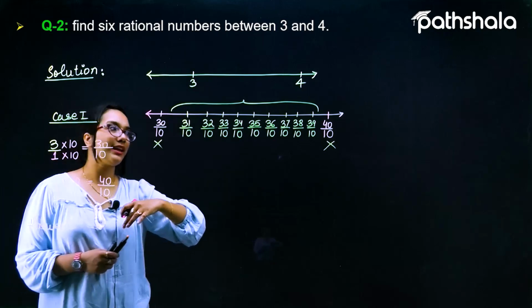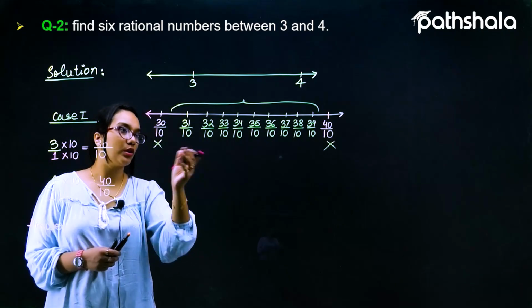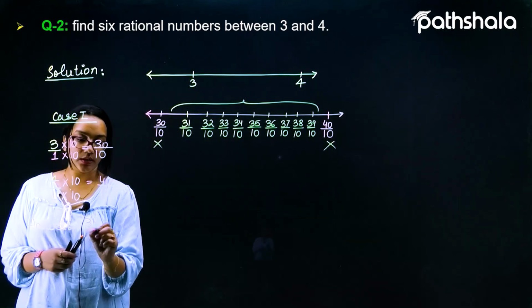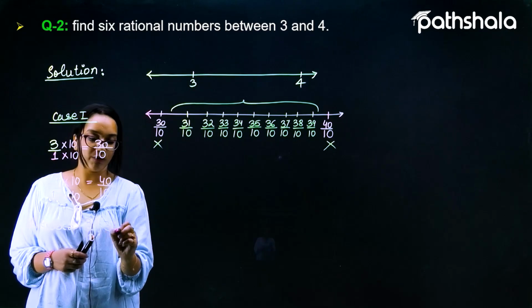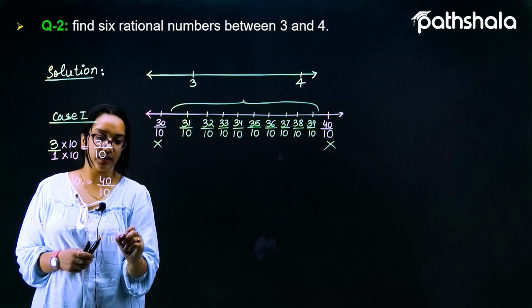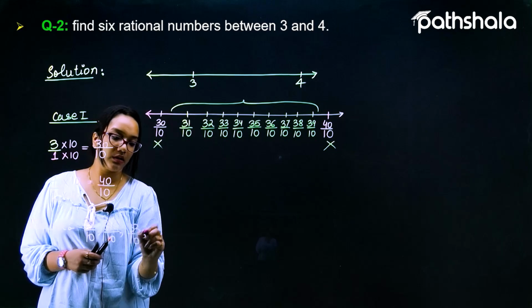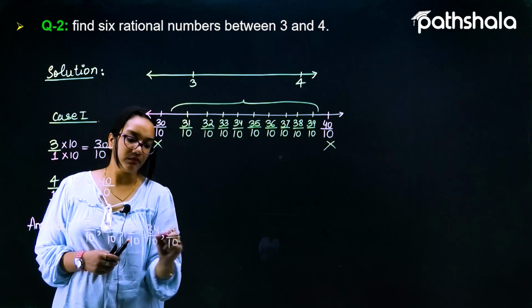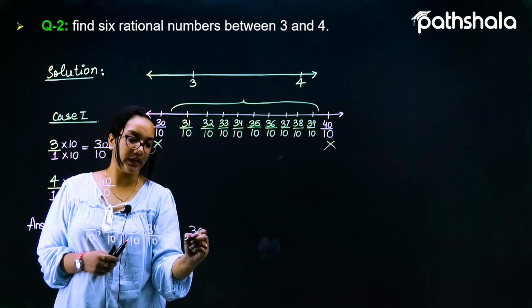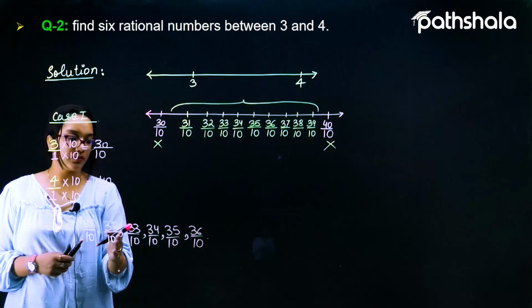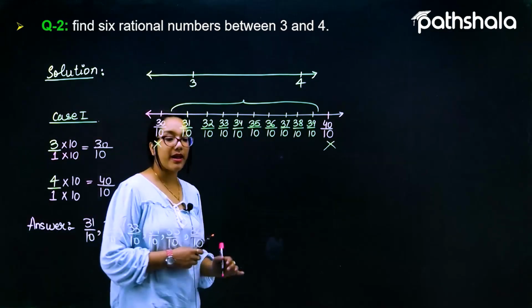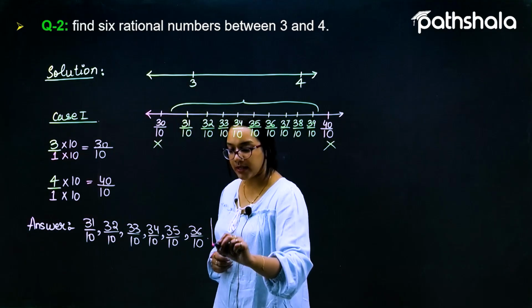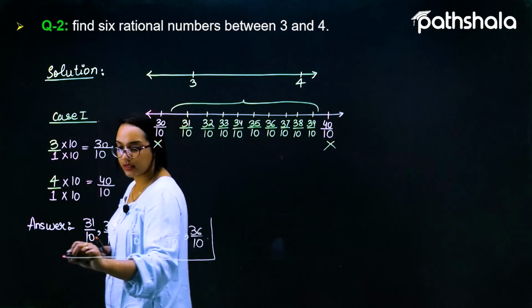Let us suppose I'll take any rational numbers out of these. Let us suppose I'm taking 31 by 10. You can take any numbers of your choice: 31 by 10, 32 by 10, 33 by 10, 34 by 10, 35 by 10 or 36 by 10. Let us suppose I'm taking these 6 numbers: 1, 2, 3, 4, 5, 6. So this is nothing but my answer, that the 6 numbers lying in between 3 and 4 are nothing but these.